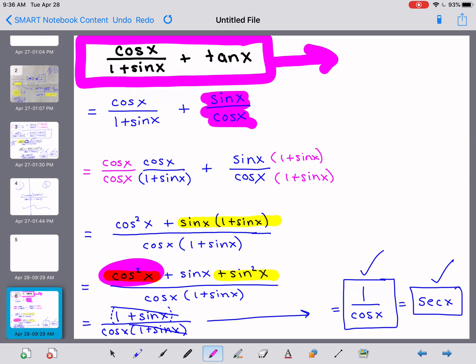I will say my way was worse. It was more steps. You guys knew to change to sines and cosines. That's how you're kind of trained to initially look at problems. I'm not. So sometimes you guys find the easier way than what I do, because I tend to make things more complicated. If you have any questions, let me know.